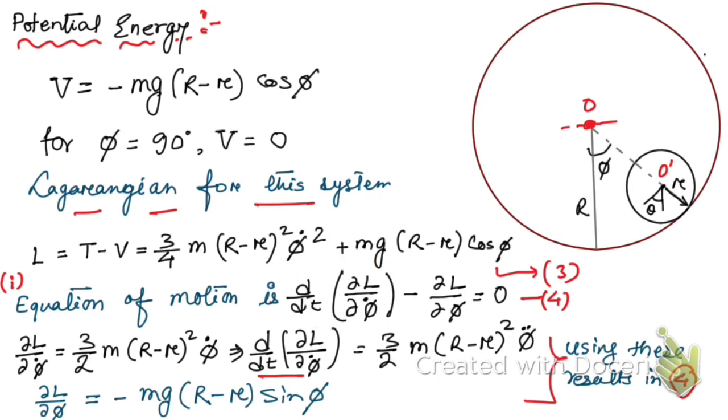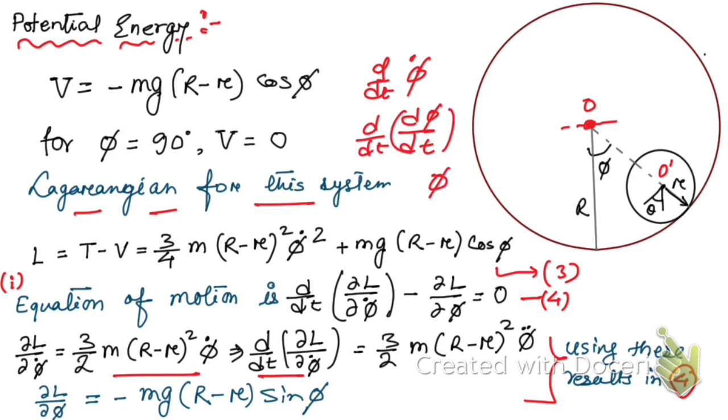So if we differentiate it with respect to time, we know φ̇ is nothing but dφ/dt. And if you differentiate it again with respect to t, then you're going to get the second order derivative, φ double dot. So that's why we have got here φ double dot. So hope you have understood this. And let's obtain this other part of the equation of motion.